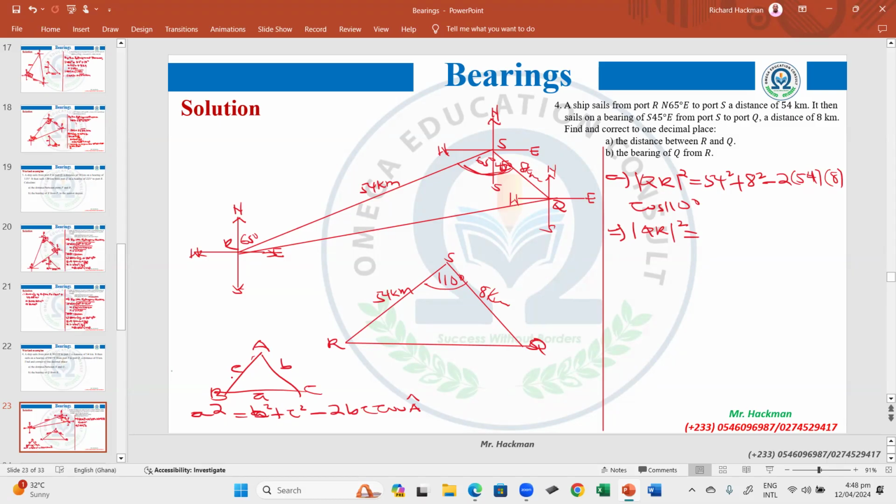Let me leave this one with you, or maybe some of you don't get it. So 54 squared, you write the value there, plus 8 squared, you write the value there, then minus twice the product of this, you write it there, then cos of your angle 110. It will be calculator work, as simple as that. So use your calculator. If you are not following, please let me know and give me the value of QR. QR will be the root of whatever you get there. So give me the value of QR.